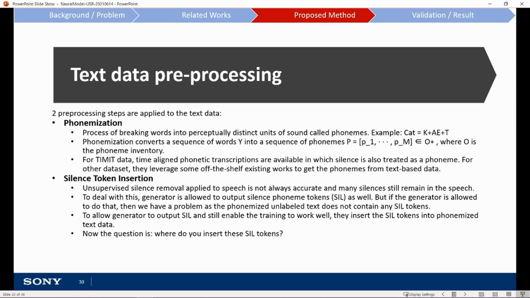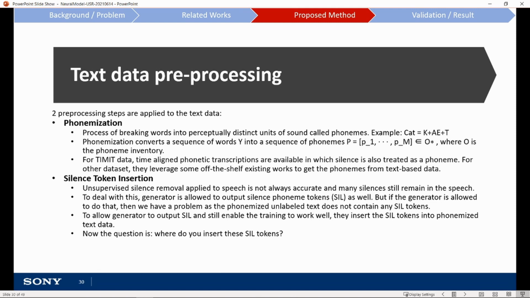So why did they do that? Earlier I mentioned that speech data was pre-processed by removing the silences in between, but that's not always accurate, and many silences still remain in the speech. So to deal with that, the generator is allowed to output silence phoneme tokens as well. But if the generator is allowed to do that, then we'll have a problem, as the phonemized unlabeled text does not have any SIL tokens. So to allow the generator to output SIL tokens and still enable the training to work, they forcefully insert SIL tokens into the phonemized text data.